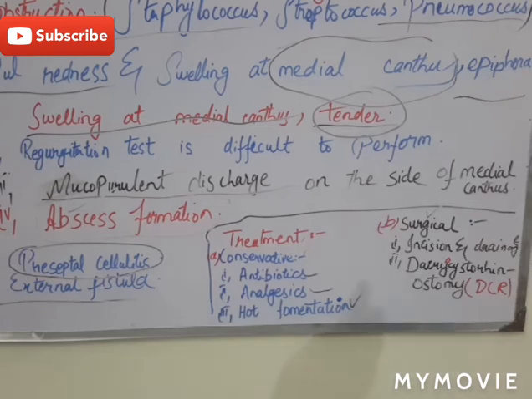The next option is surgical treatment. Surgical treatment includes incision and drainage of the abscess, if there is any abscess, and the second surgical approach is DCR, dacryocystorhinostomy. It is a surgical approach that is used to treat acute dacryocystitis. This is all about acute dacryocystitis.